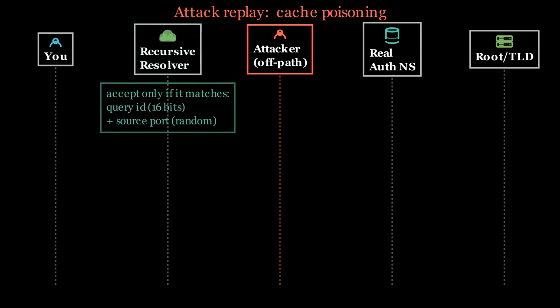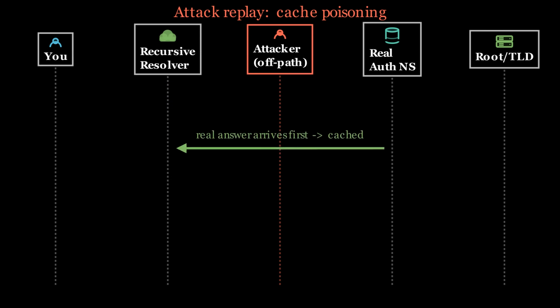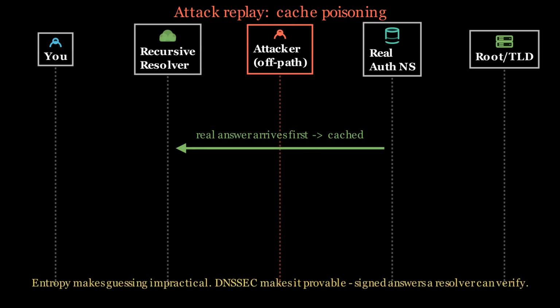But the resolver only accepts a reply that matches the query's 16-bit ID and the source port it used. Randomize the port, and that's roughly 4 billion combinations to guess blind. In practice, the real answer, which does match, usually wins the race and gets cached. The forgeries are dropped. That entropy is a lock on the door, not a wall. The real fix is DNSSEC. The zone signs its records, and the resolver verifies the signature. So a forged answer fails the math, no guessing required.